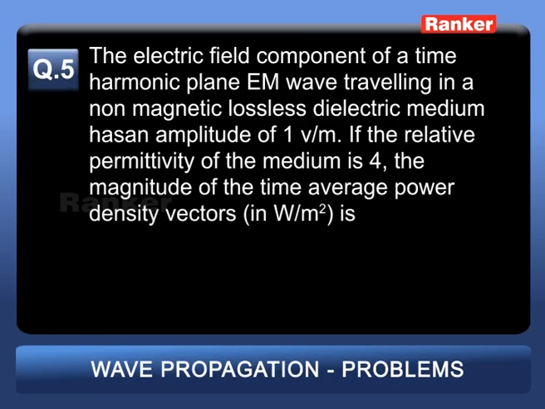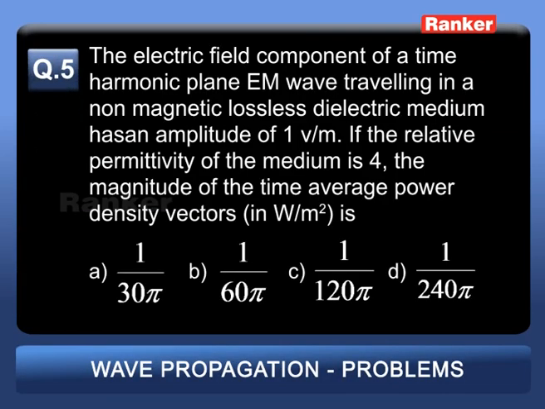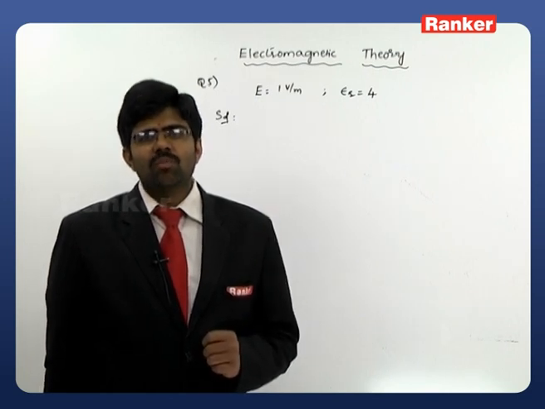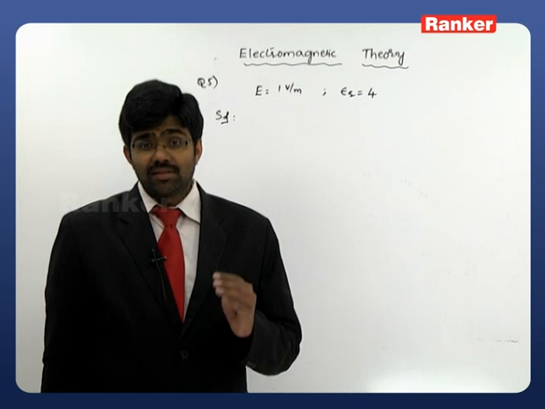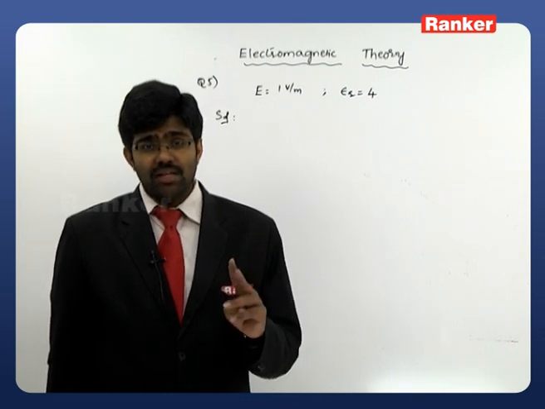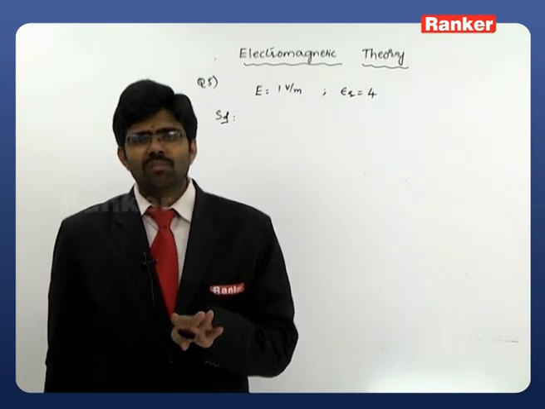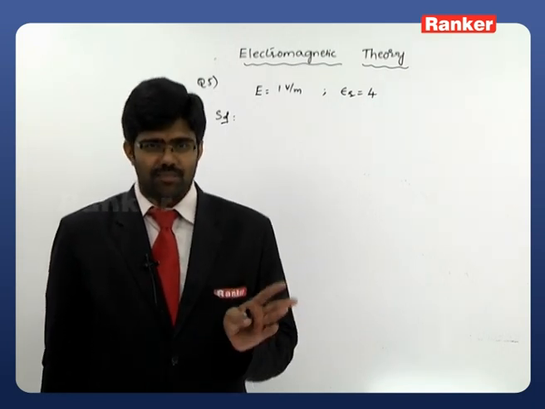The electric field component of a time harmonic plane EM wave traveling in a non-magnetic lossless dielectric medium has an amplitude of 1 volt per meter. If the relative permittivity of the medium is 4, the magnitude of the time average power density vector in watt per meter square is. Here the electromagnetic wave is traveling in a non-magnetic medium. Whenever the data is mentioned like this, remember to take mu equals mu naught. Since it is a non-magnetic medium, there will be no effect of relative permeability. That's what you can say.